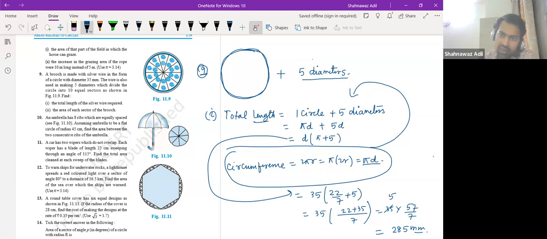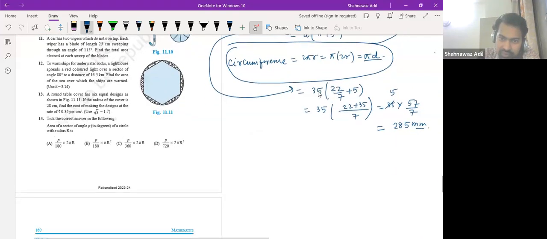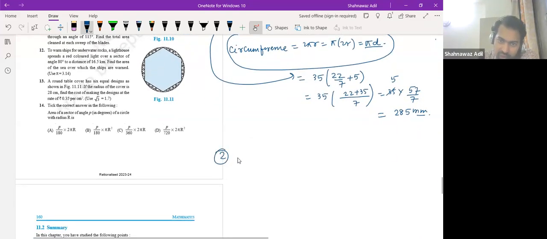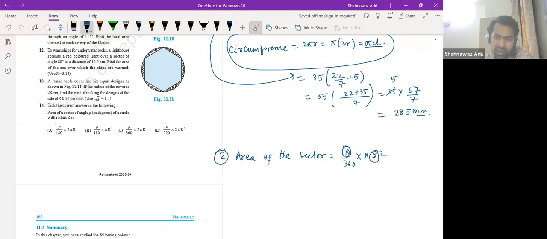Yes, sir. And then we have to find out the area of each sector of the beach. So we have to find out this area, right? To find out the area of this sector, what do we require? We require theta and we require r, right? These two things we require.